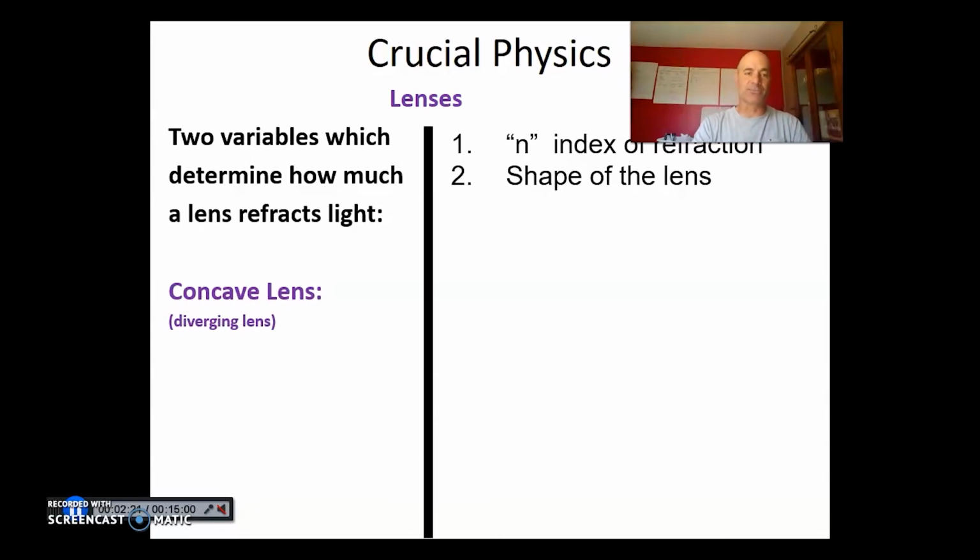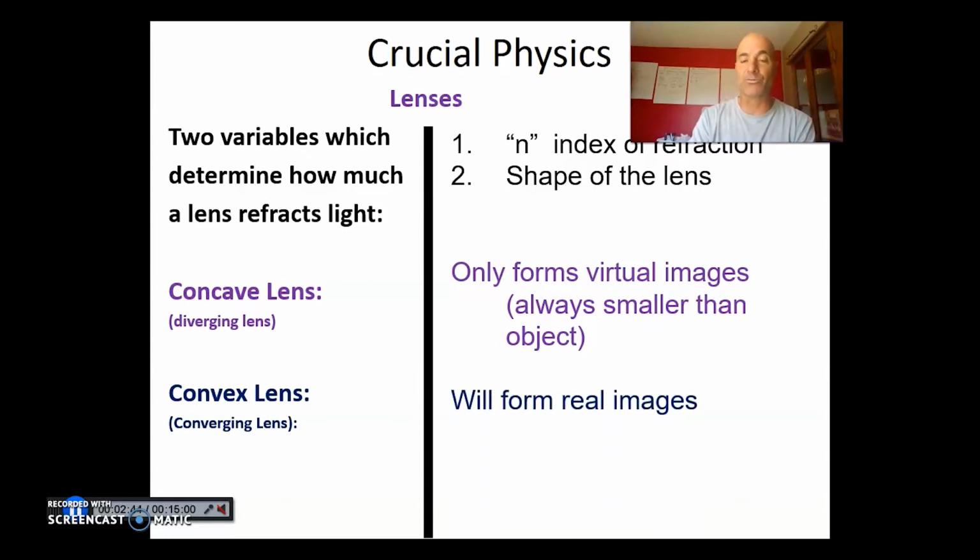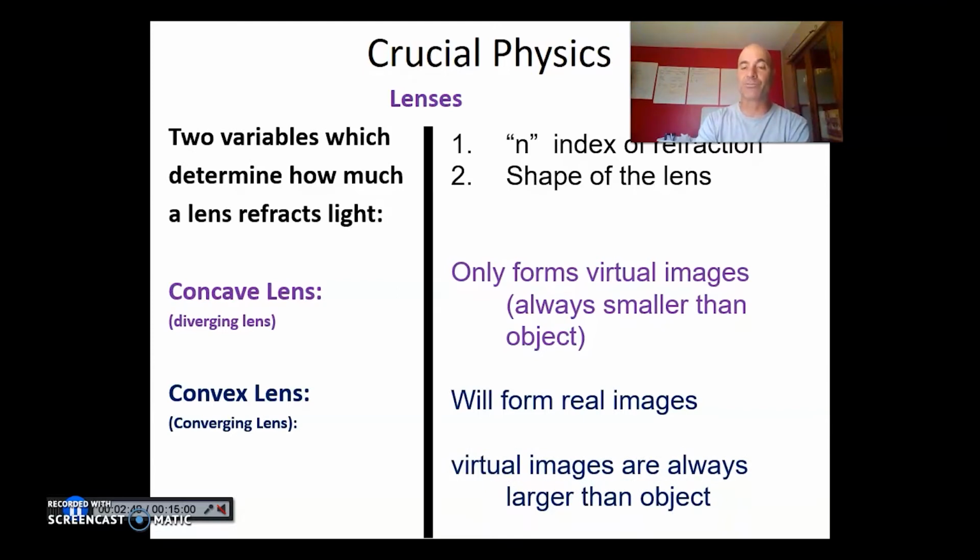Also, concave lenses, real specific here, they are diverging lenses, and they only form virtual images. You saw in the little video clip, my eyes got really small. That was a virtual image, and it's always smaller and upright, like we learned from our last videos. And then the convex lens, those can converge, so they will form real images. They're the only type of lens that forms real images. And of course, they form virtual images that are always larger.